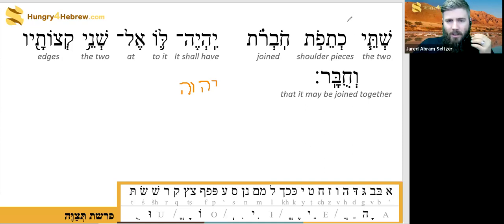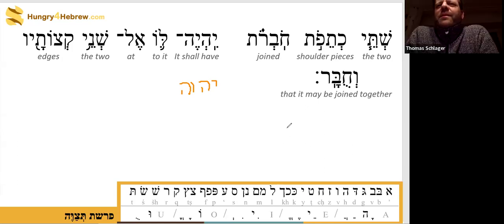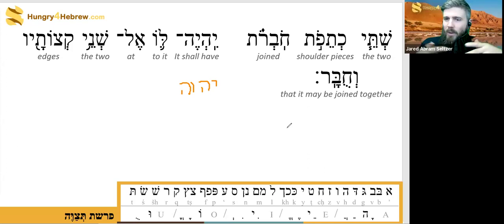Choverot. In Hebrew, your friend is your chaver. You have chaverim, friends, and it has to do with the idea of being joined together. You hang out with your chaverim, your friends. Well, that's the idea of join. So these shoulder pieces are choverot, being joined. Participle. Choverot.